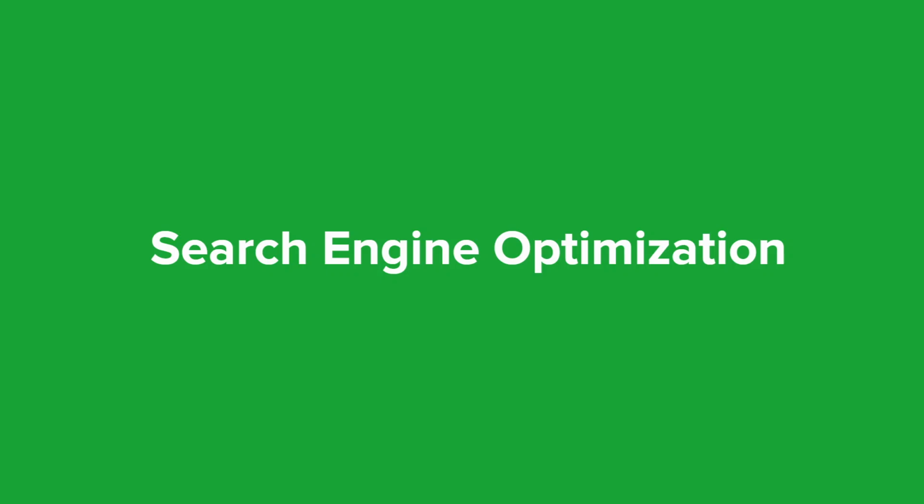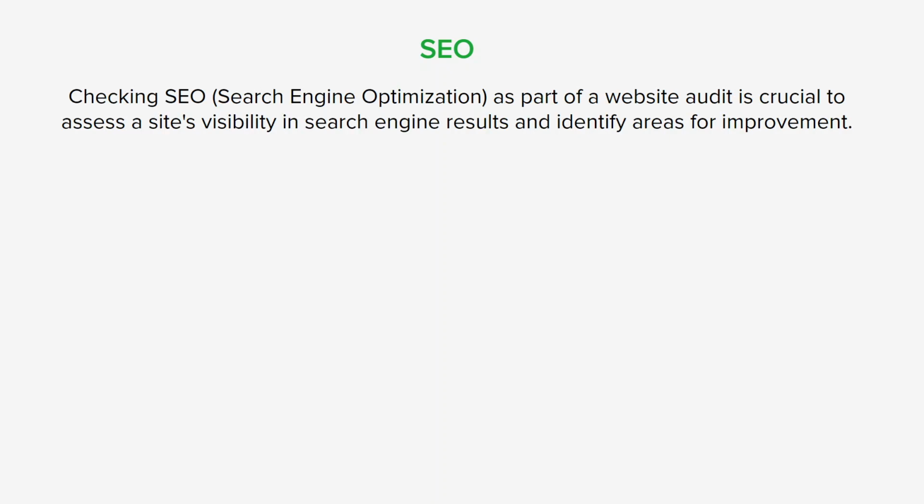Some key aspects to consider when evaluating SEO during an audit are things like keyword analysis. You want to review the website's keyword strategy, ensure that target keywords are relevant to the site's content and audience as well. You also want to check for optimization in titles, headers, meta description, and throughout the content.